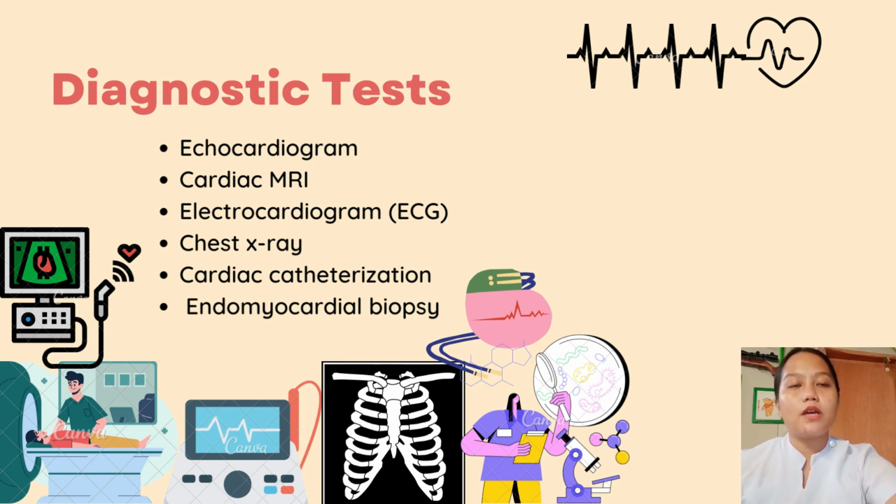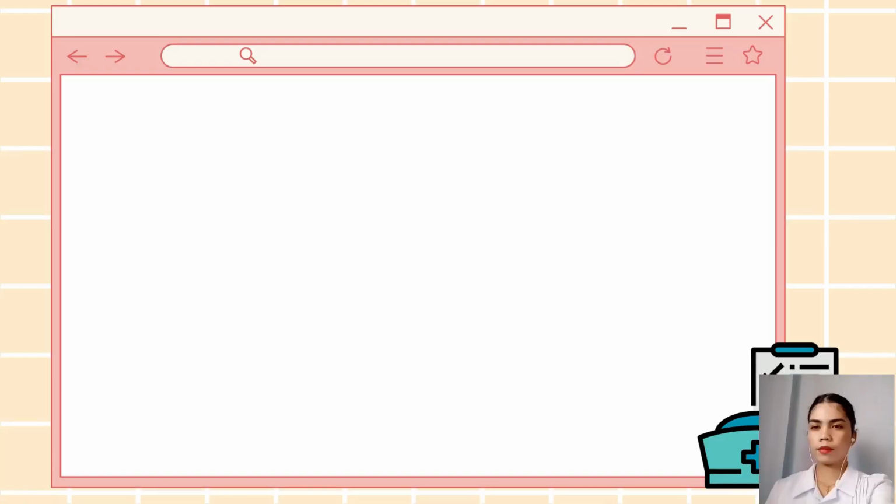Then last is endomyocardial biopsy, also referred to as a heart biopsy. It is a type of cardiac catheterization procedure used to collect a sample of your heart muscle tissue so it can be analyzed more closely in a laboratory.